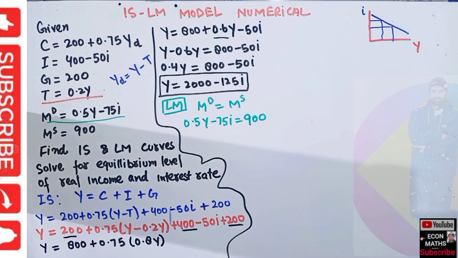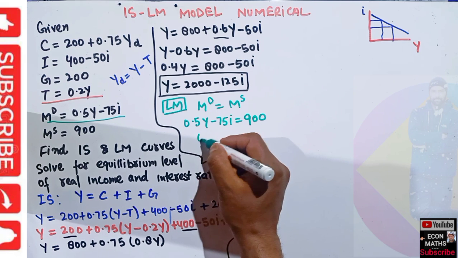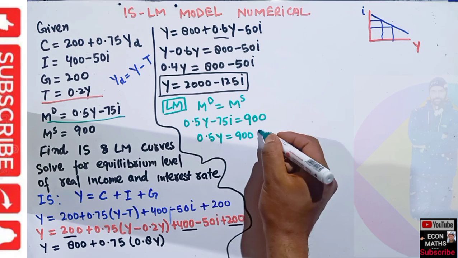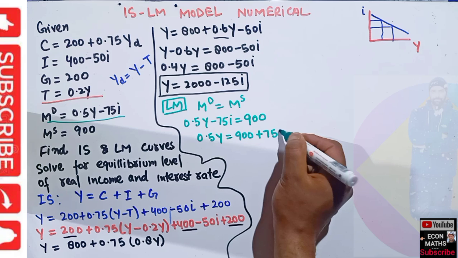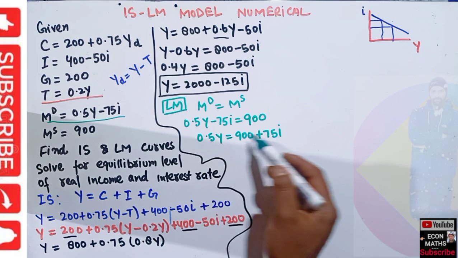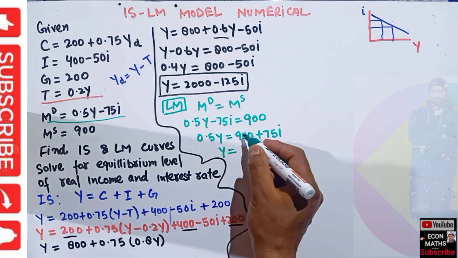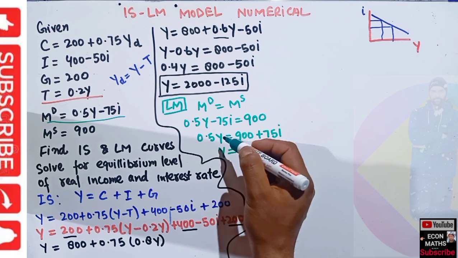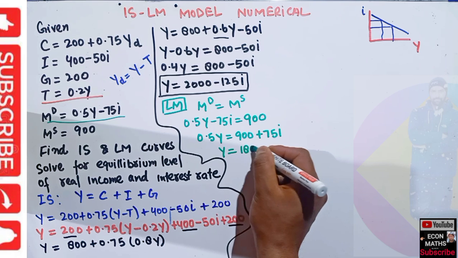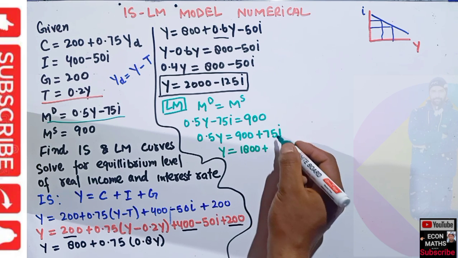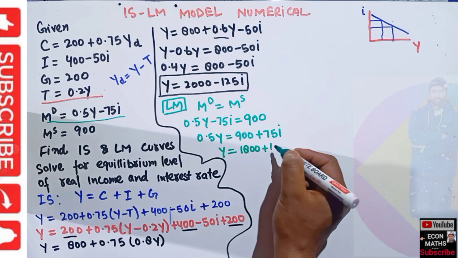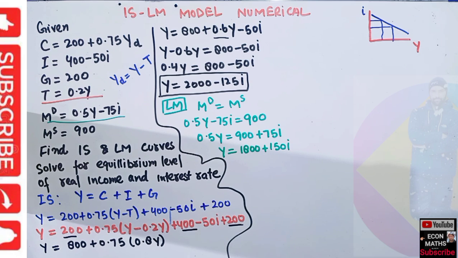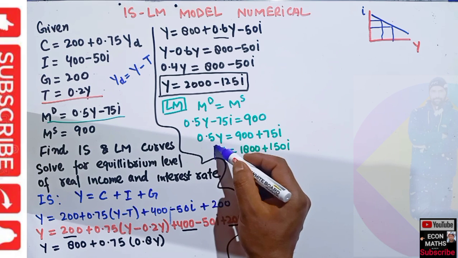Let us solve it for y. So it implies 0.5y is equal to 900, transposing it will become plus 75I. Dividing both sides by 0.5, we will get y is equal to 900 divided by 0.5. If we divide 900 by 0.5, we will get 1800. And when we divide 75 by 0.5, we will get 150I. So this denotes the LM equation.